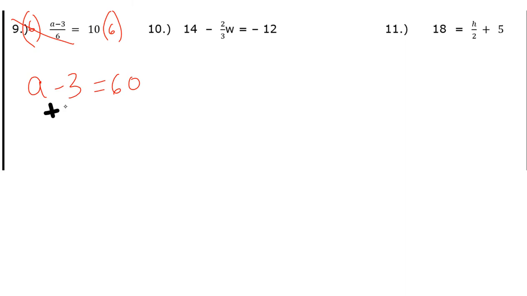I simply add 3 to both sides. Oh, that was weird. I chose the wrong color. So I'm going to add 3 to both sides. And now I'm finished.